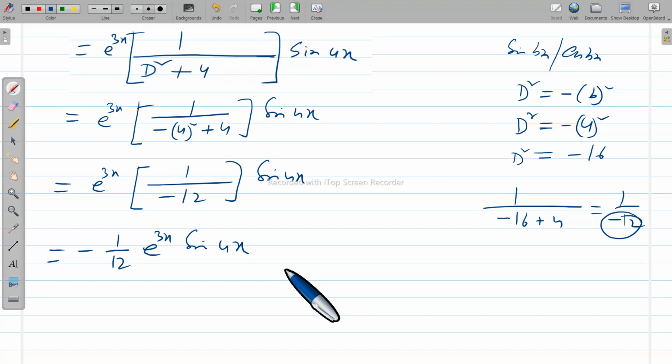Yes, obviously for sine and cosine, only one formula is there. All d square should be replaced by minus b square. Here I have considered b means the coefficient of x. Okay. Yes.